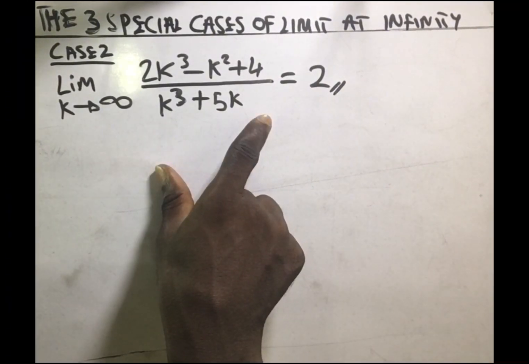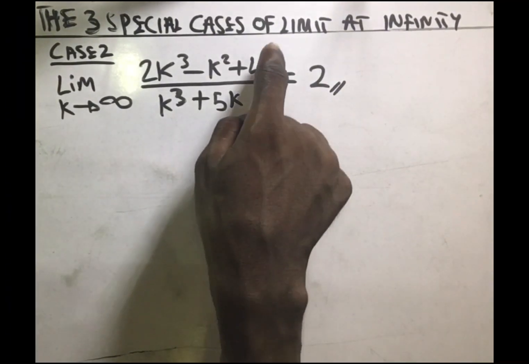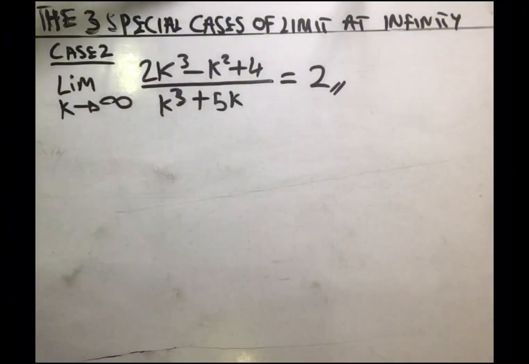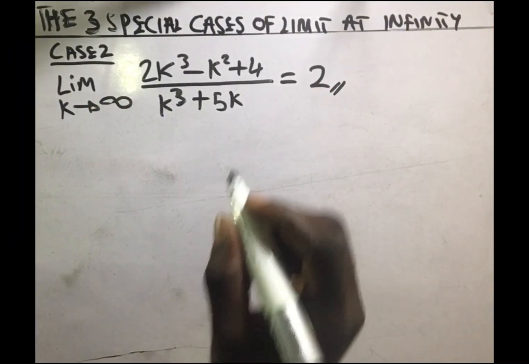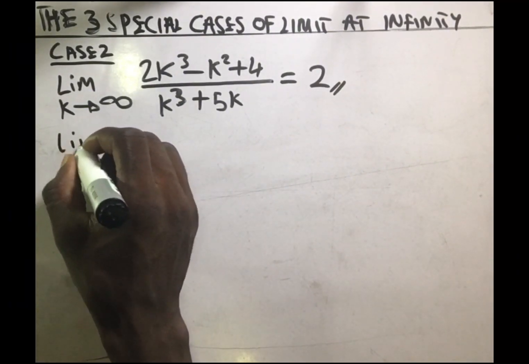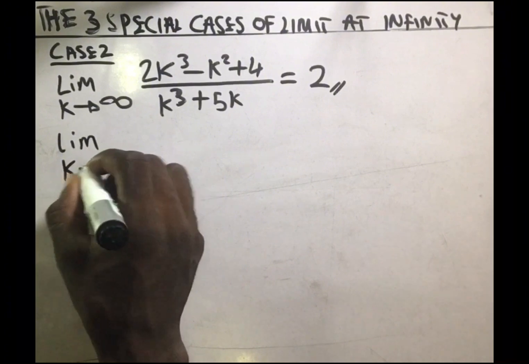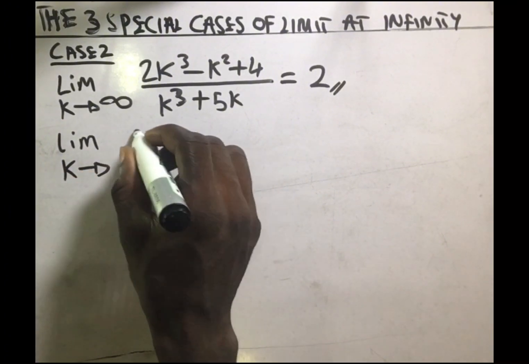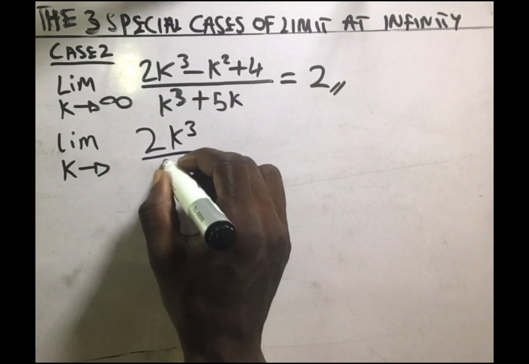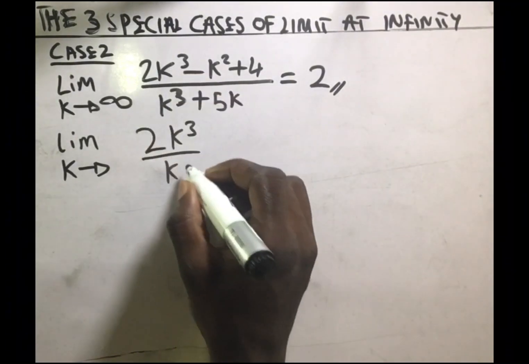So how do we simplify this? All we have to do is to divide all through by the highest term. Divide all through by k cubed.